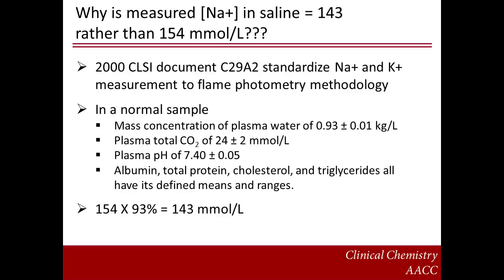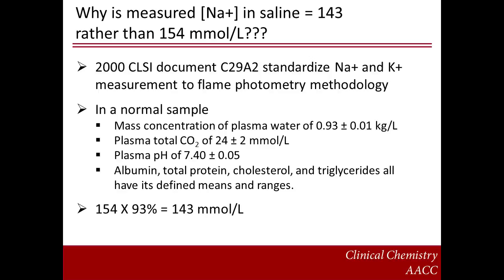Given that ion-selective electrodes measure ion activity, the question is why the measured sodium concentration equals 143 millimole per liter instead of 154 millimole per kilogram from ion-selective electrode methodology. Due to the different available options for reporting, there was a need to standardize terminology and processes.